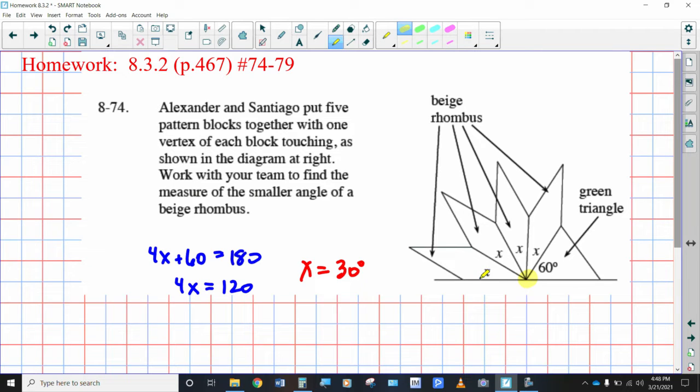I don't know if you've ever seen those, what do you call those? Yeah, they're the pattern blocks. I guess, are all pattern blocks beige when they're rhombuses?